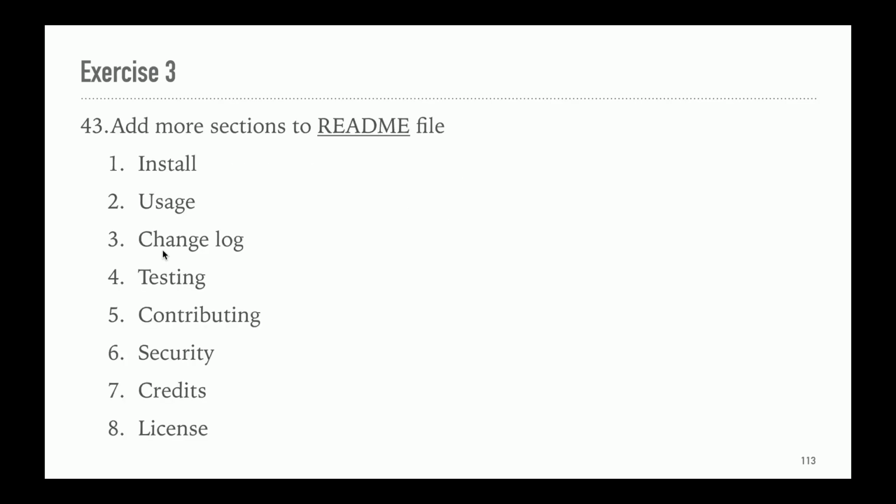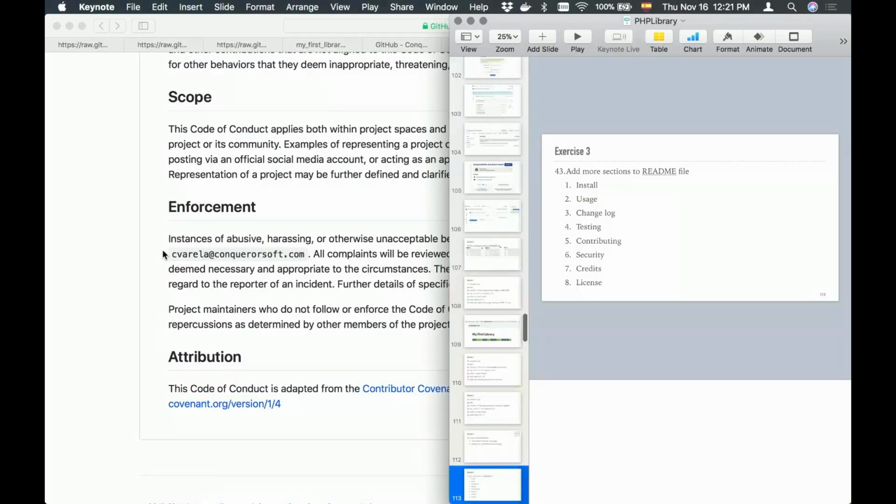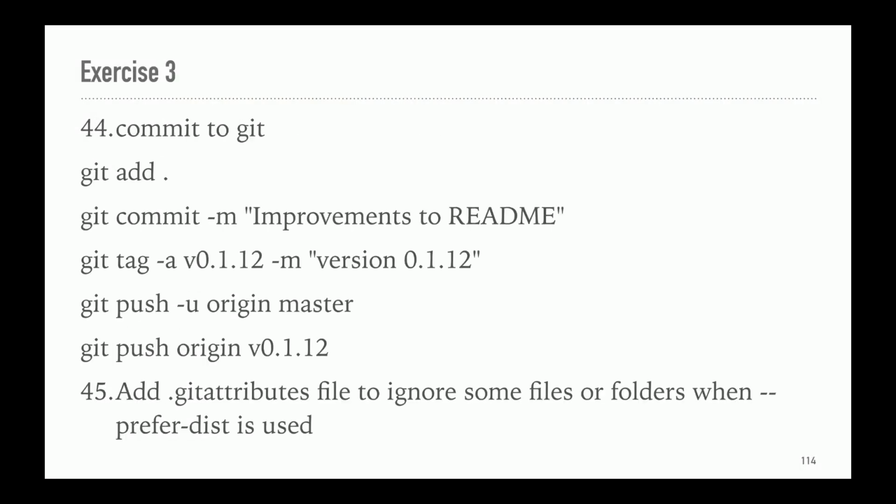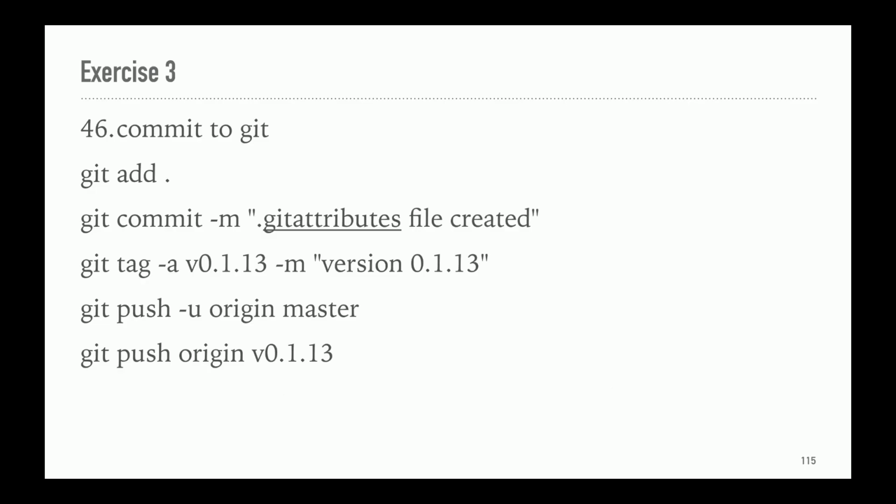Other sections of your README file are install, usage, change log, testing, contributing, security, credits, license. You need to provide those for those that are going to be using your libraries: where to find the change log, how you are testing your library, the rules for contribution, etc. What I did, I put those in GitHub. Another important thing, I'm sorry if I am going too fast, but we have 10 minutes.